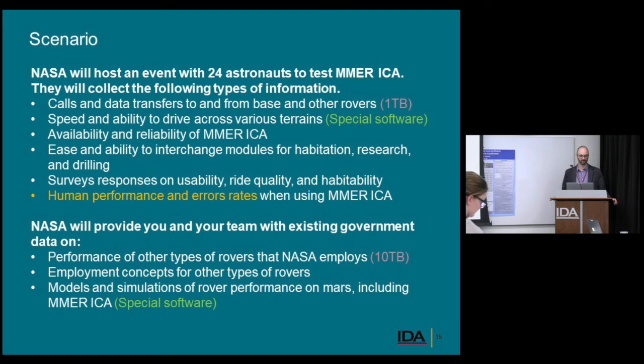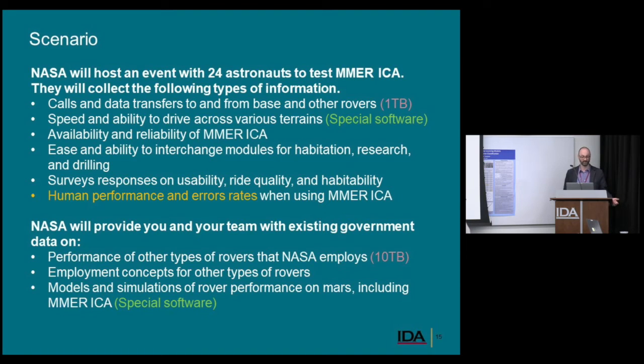So for your scenario, here's the scenario we're working with. NASA has an event with 24 astronauts. They're going to collect the following types of information, all the blue slides you'll find on your handouts. I'm going to zip through these quickly, and you'll have that information there. You're collecting data on calls and transfers. You care about the speed of the vehicle. That's collected through special sensors that require some unique software to process.